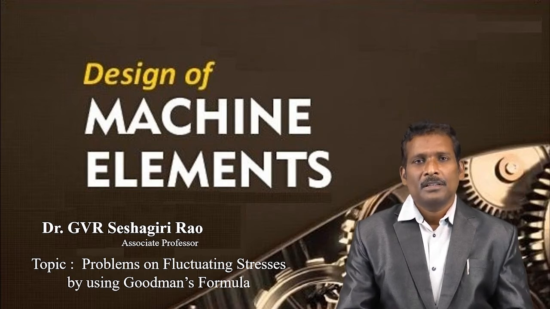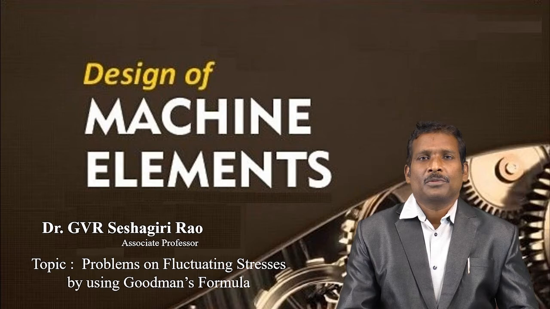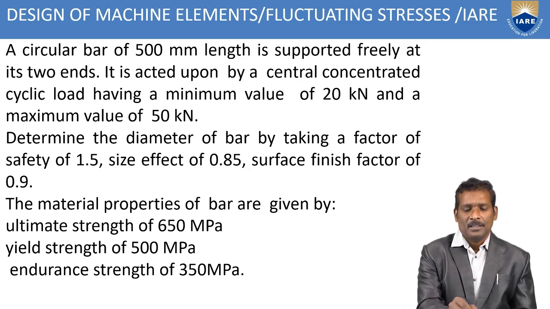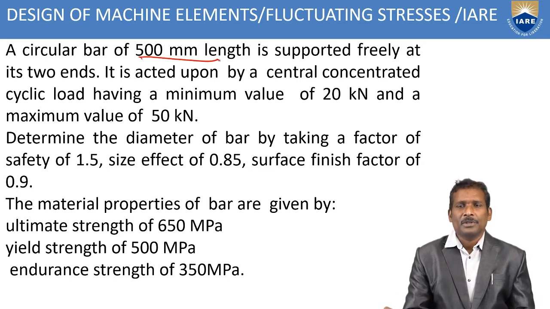Today in this session, I would like to explain how to solve a fluctuating stress problem by using the Goodman line method. Here the problem given: a circular bar of 500 mm length is supported freely at its two ends. It is acted upon by a central concentrated cyclic load.